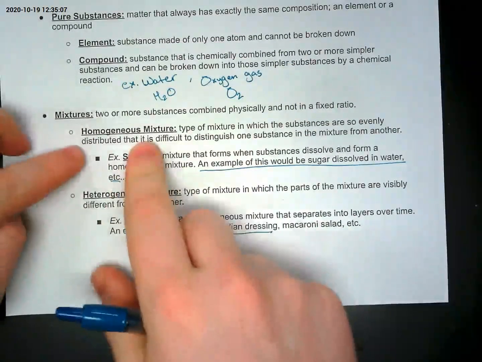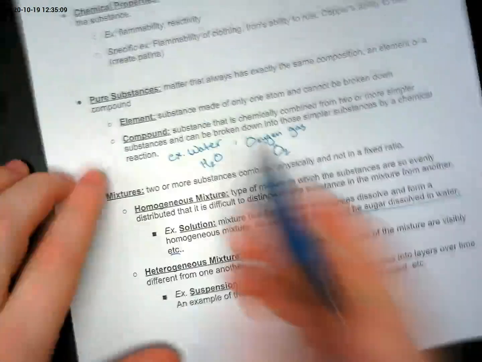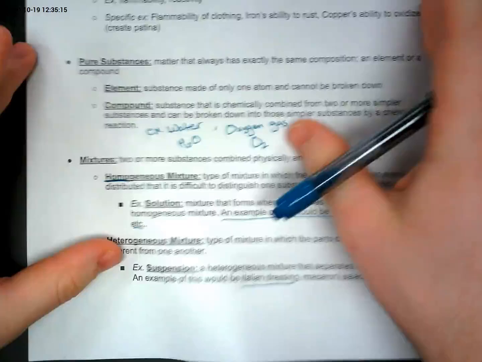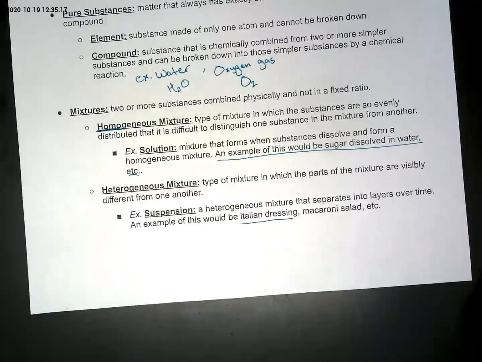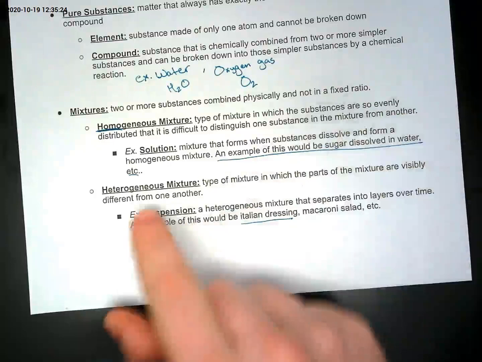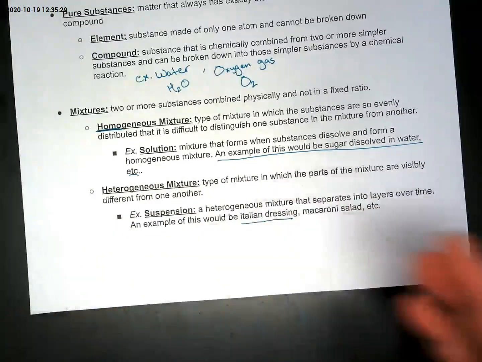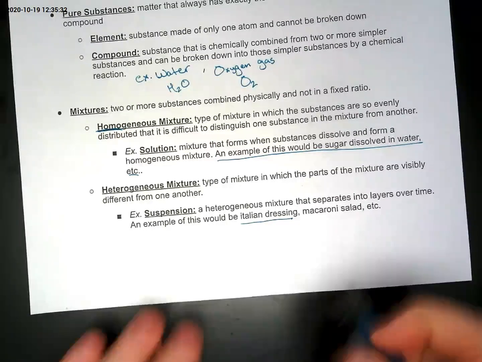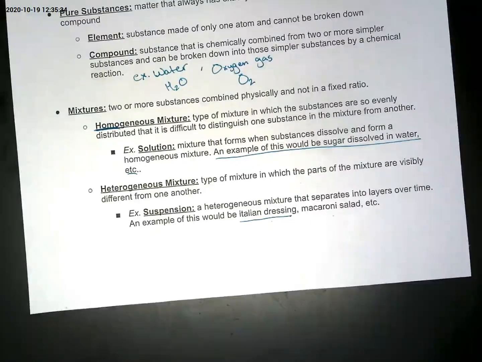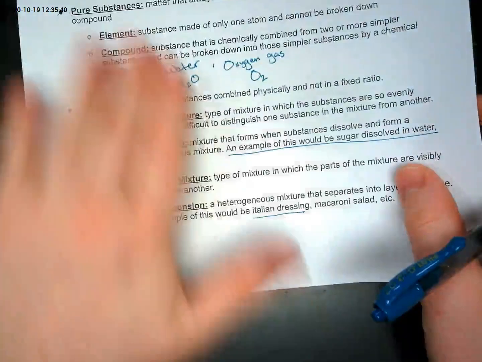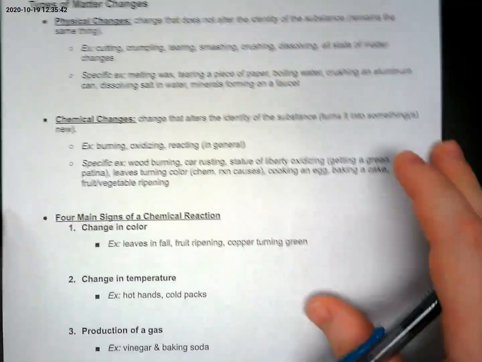So again, homogeneous. Okay, where, as we should see here, homo, meaning the same. Homogeneous means that for the most part, it looks like it's all the same thing. It's like sugar dissolved in water. Sugar water and water look pretty much the same. Heterogeneous mixture, this is where you have a mixture, but you can see the distinct materials inside of the mixture. So, like Italian dressing or macaroni salad, you can distinctly see them. Okay. All right, so if you still have questions over these two, make sure you ask me. Okay.